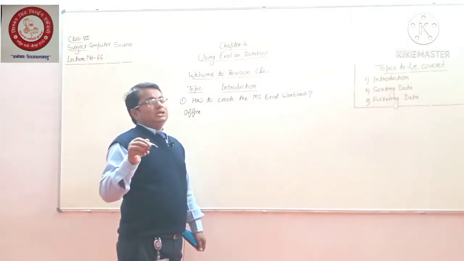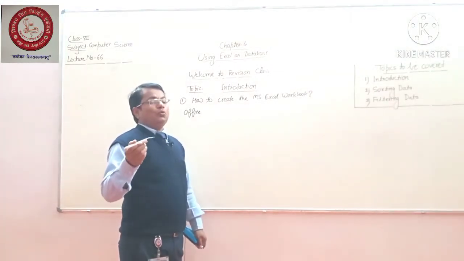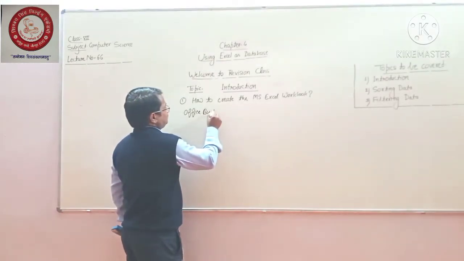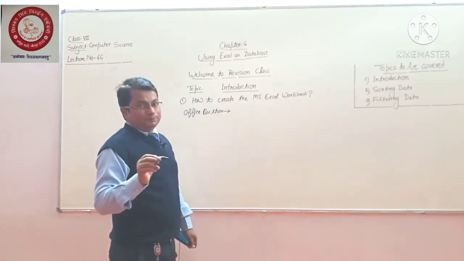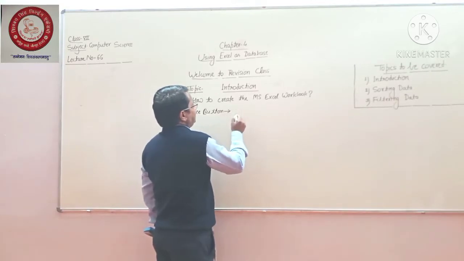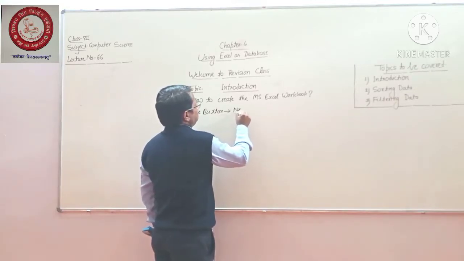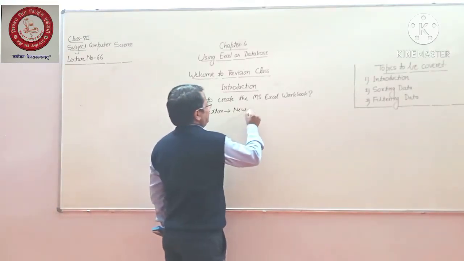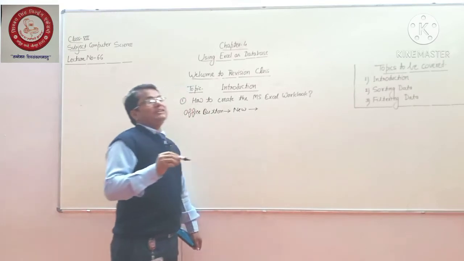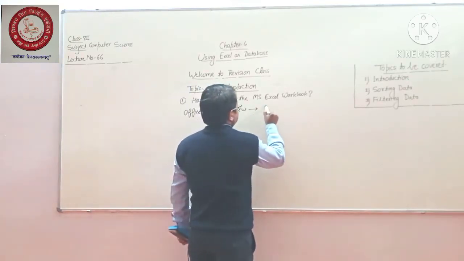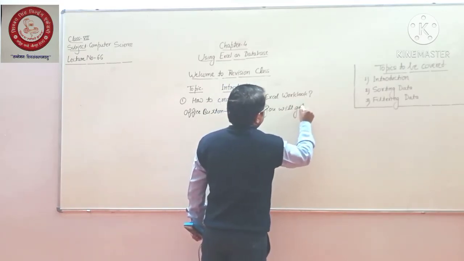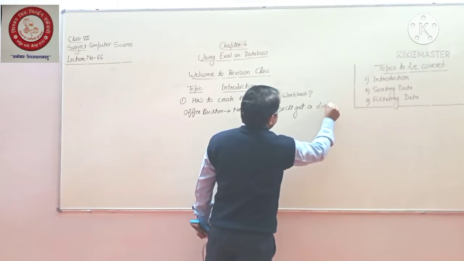After completing your task, what will you do? Just click on the Office button, and once you have clicked, you will get a pop-up menu. In that pop-up menu, you will get the option New. And once you click on the New button, you will get a dialog box.